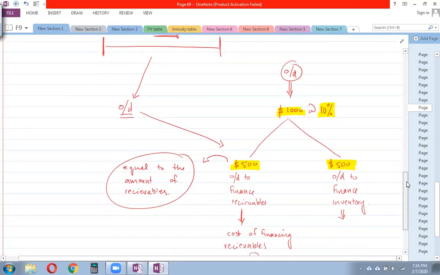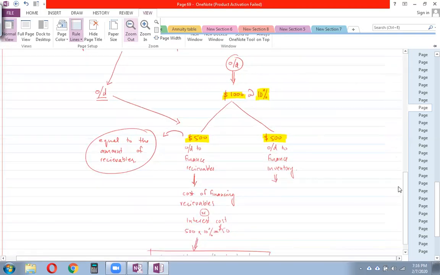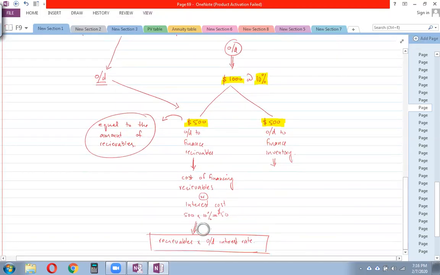So now, do you think there is any way to save this cost? I mean, this cost right now, in this example, is $50. Is there any way to save this cost or to reduce this cost? How can we save this cost? What do you think?